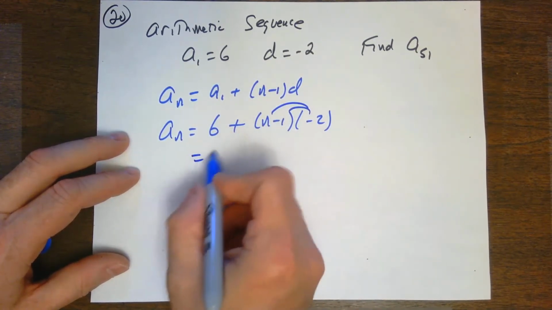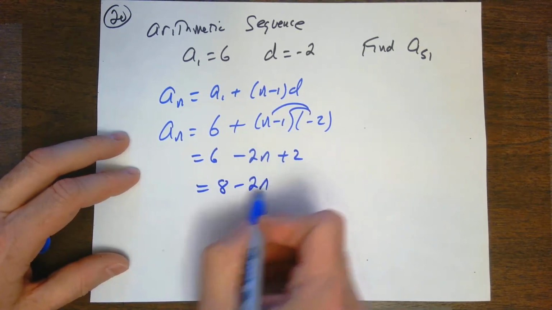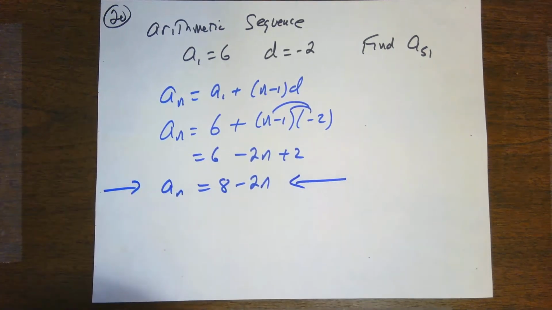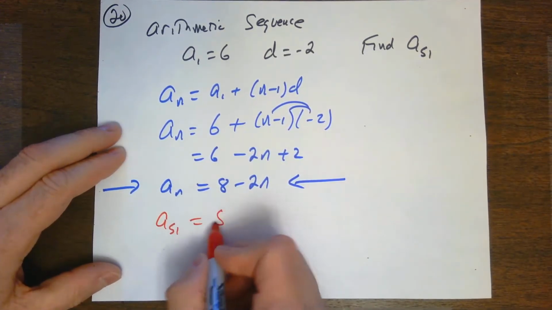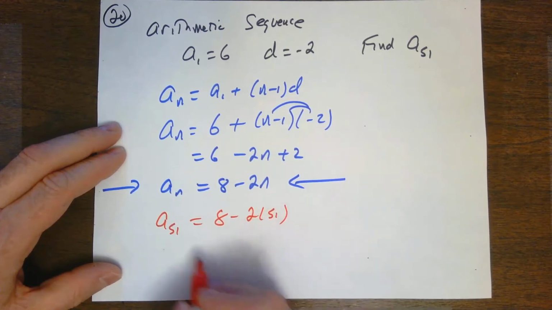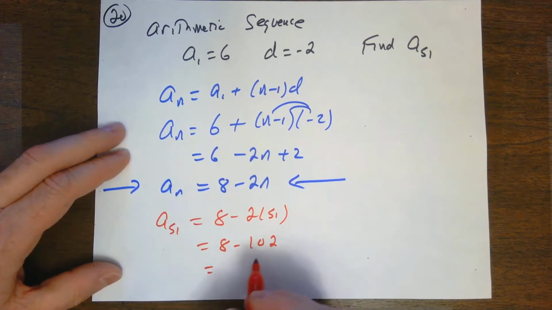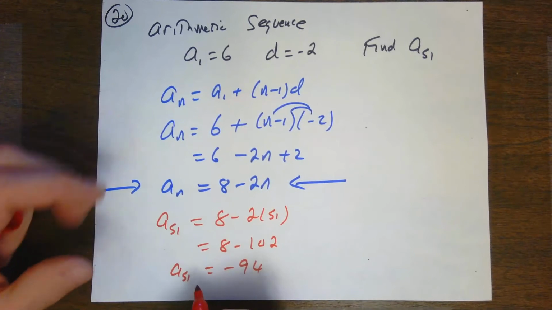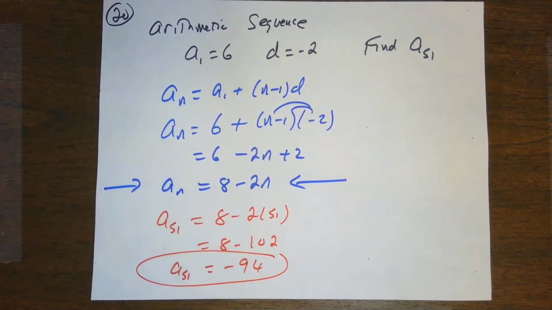Distribute the negative 2: 6 minus 2n plus 2, 8 minus 2n. There's my magic formula. Now I'm going to use this magic formula to find the 51st term. A sub 51 is 8 minus 2 times 51. 8 minus 2 times 51 is 102. 8 minus 102 is negative 94. Okay, so my 51st term is negative 94.